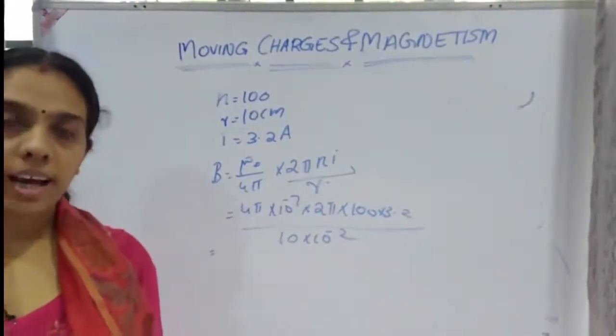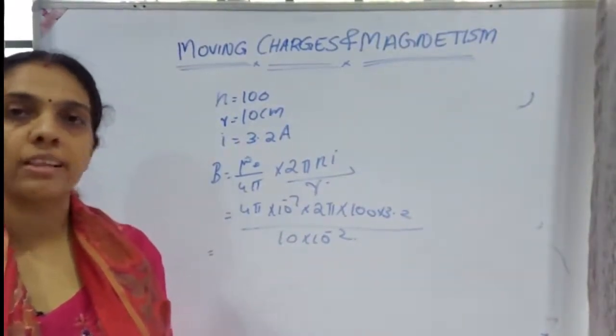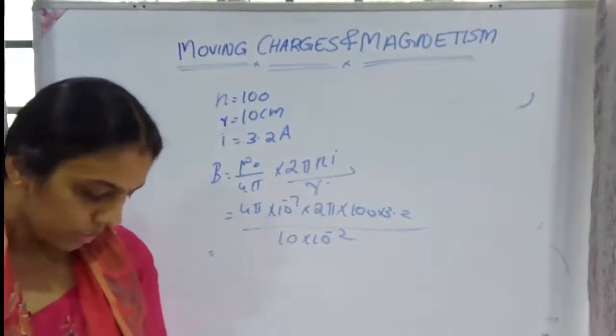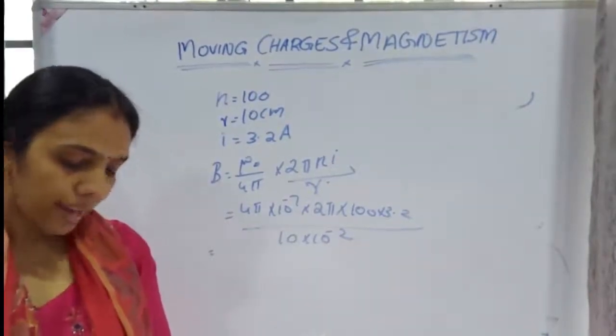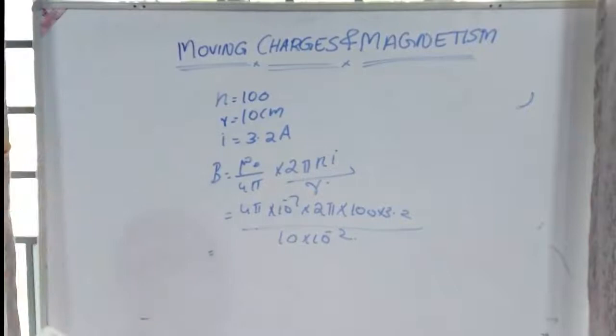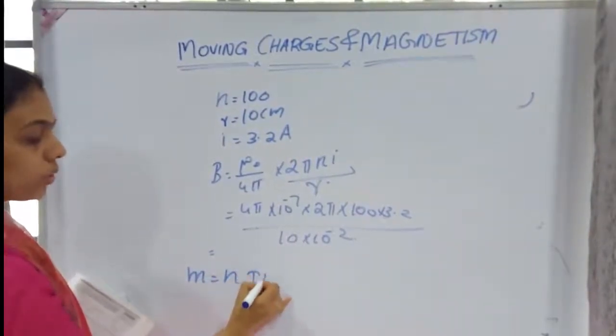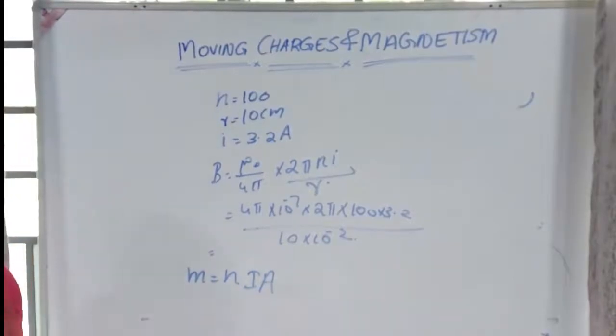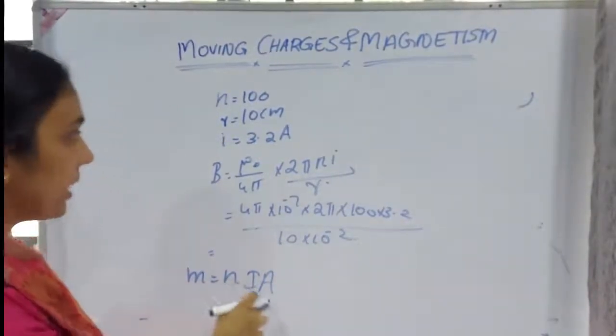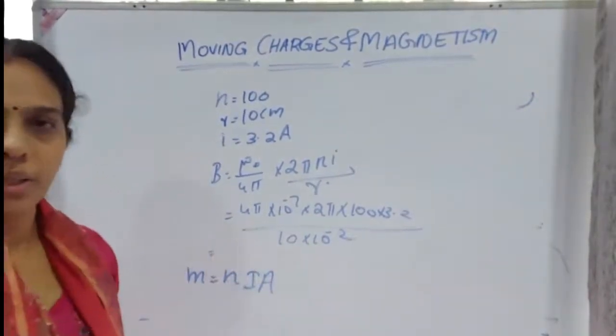Okay, that is for the current carrying conductor in a circular coil. Along with that, what is the magnetic moment of the arrangement? What is the formula to find the magnetic moment? Magnetic moment, M is equal to NIA. That is also a direct formula. A is pi R square, you can consider.